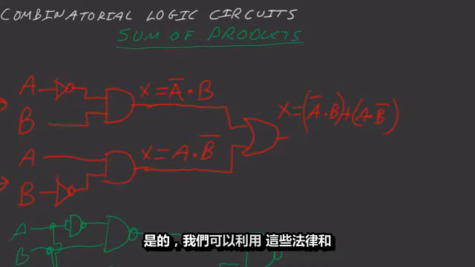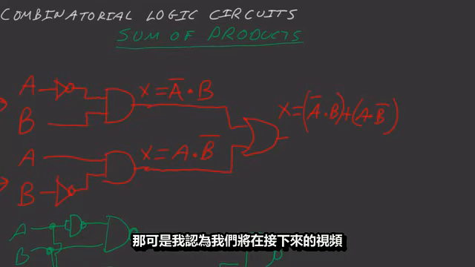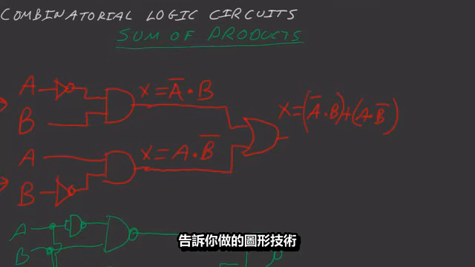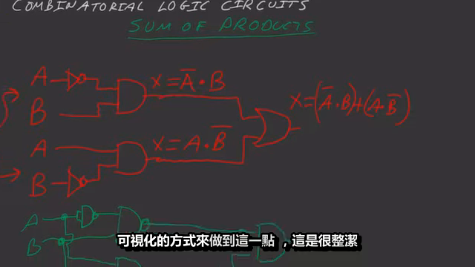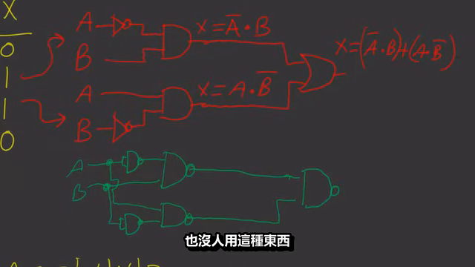And yes, we can use those laws and theorems from the previous video to do that, but in the next video we'll show you a graphical technique for doing circuit simplification called Karnaugh mapping. It's a visual way to do it, and it is quite neat. And you might think, well, nobody uses this sort of stuff anymore, it's just theoretical stuff you learn in your Digital Logic 101 class.